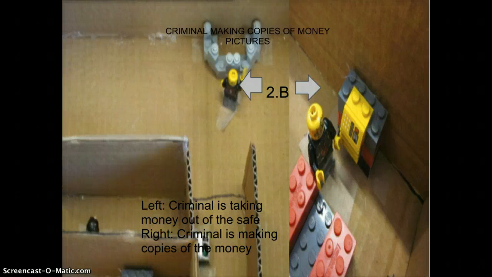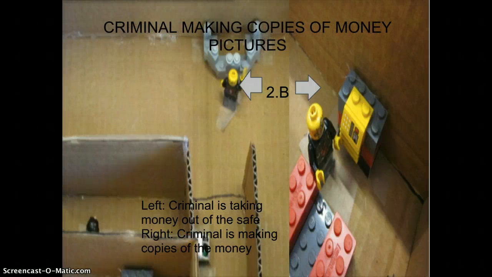So these are the pictures of the criminal making the money. So on the left is the picture of the criminal taking the money out of the safe, and to the right, the criminal is making copies of the money. So those are the pictures.